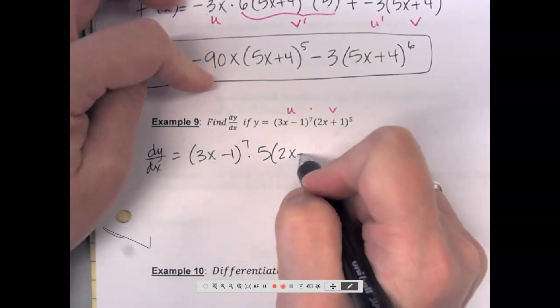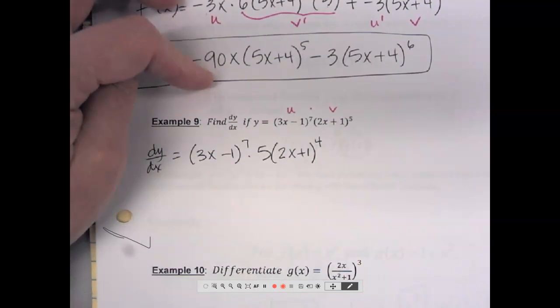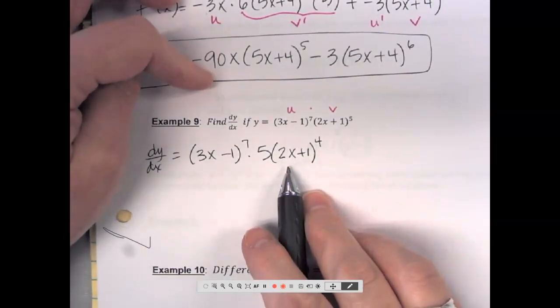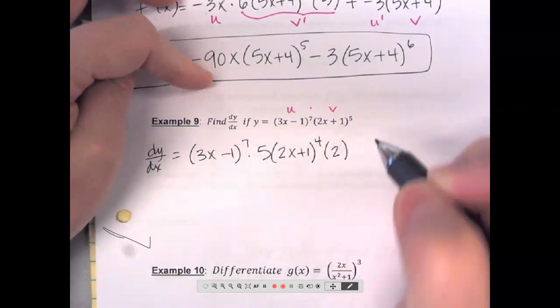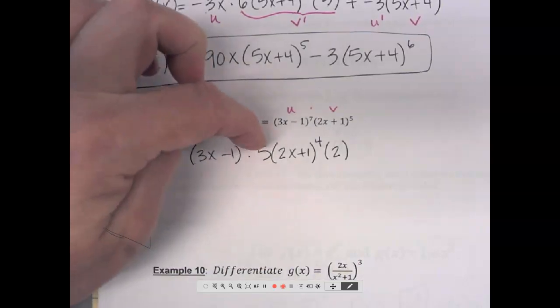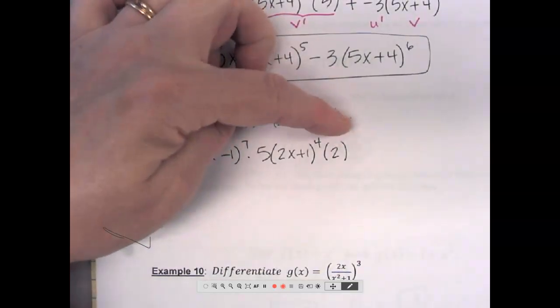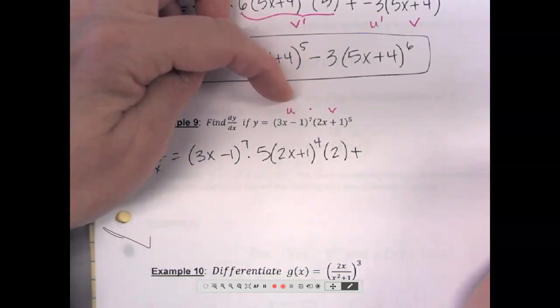Times 2x plus 1, make that to the 4. But I didn't take the derivative inside yet, so now I will multiply by that derivative, which is just 2. So that's u, all that's v prime, plus u prime. Okay, what is u prime?